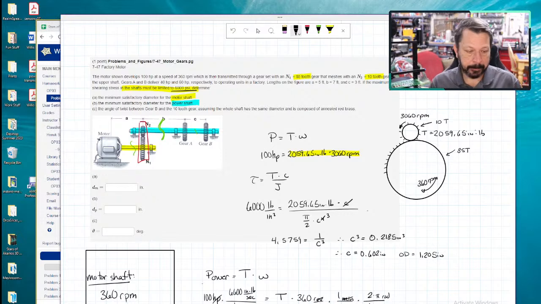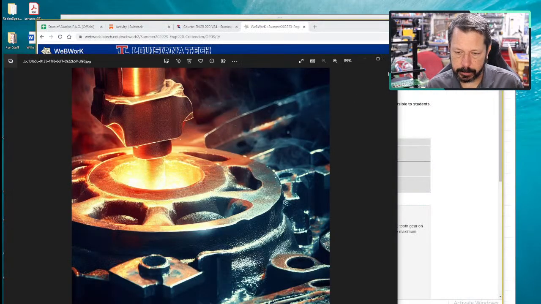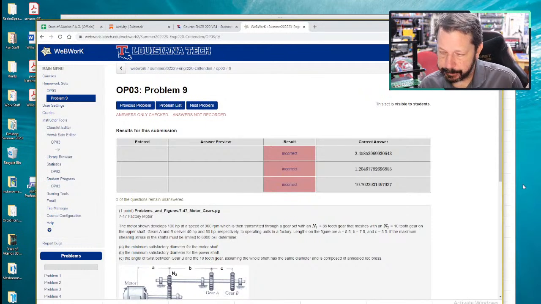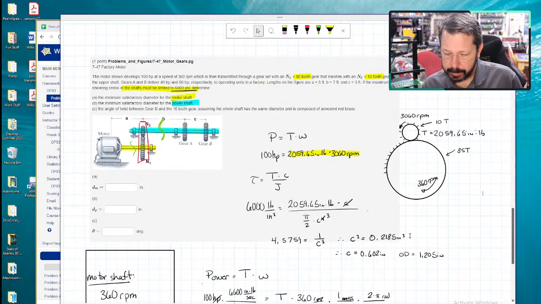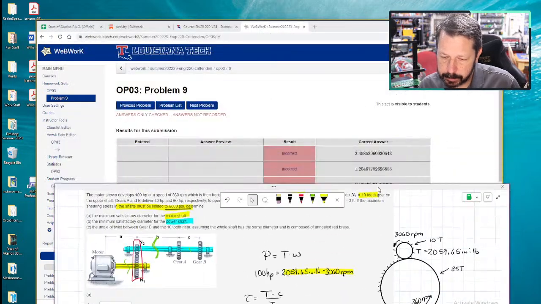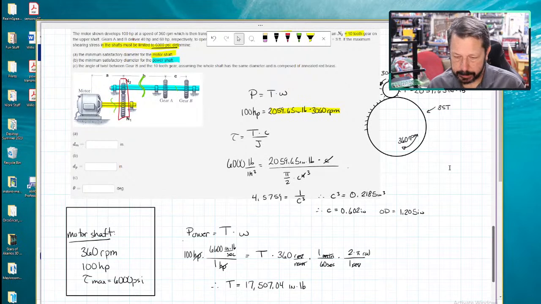And hopefully WebWork agrees. I don't need that. 1.204, yes. Okay. I have 1.205, so they had 1.2046. Actually, that's what I did have, so good enough.